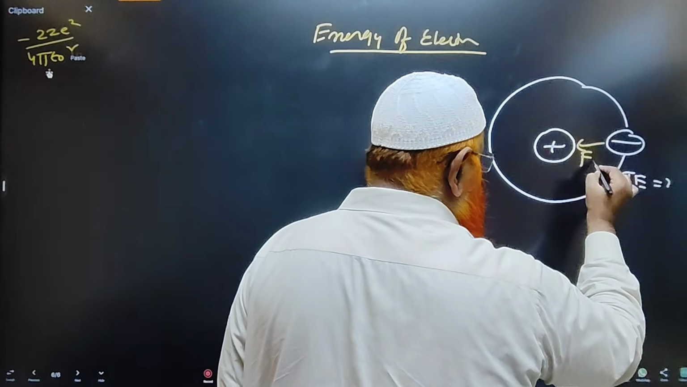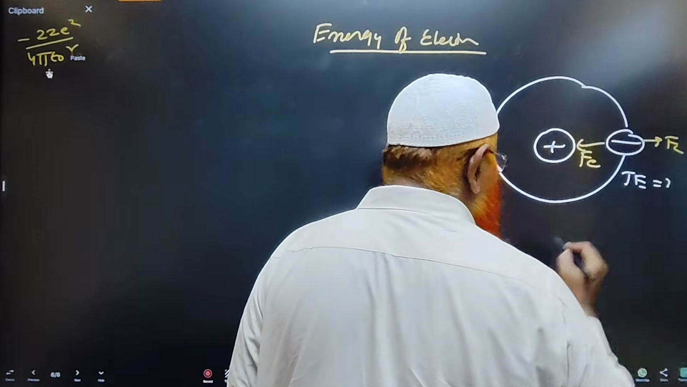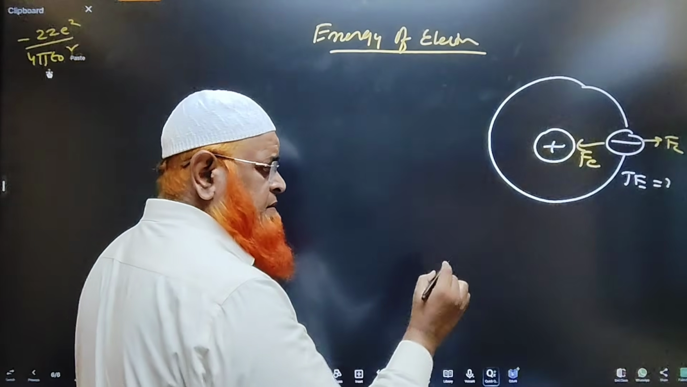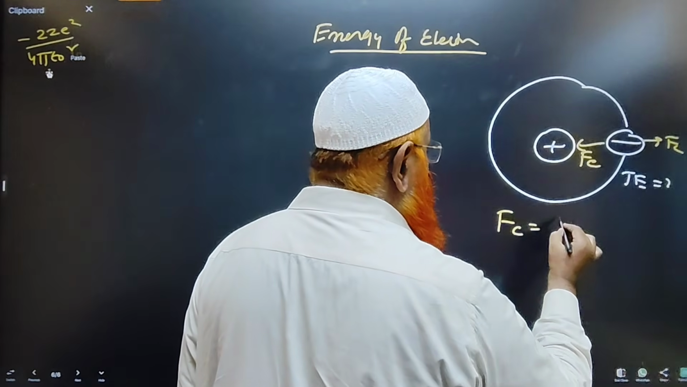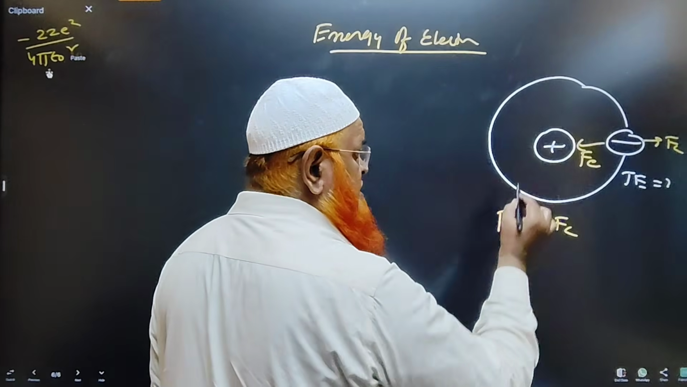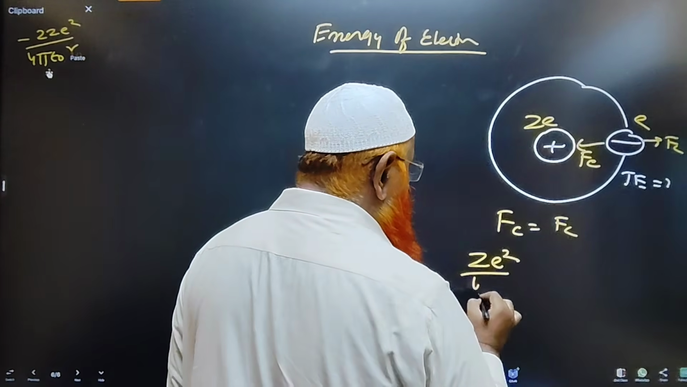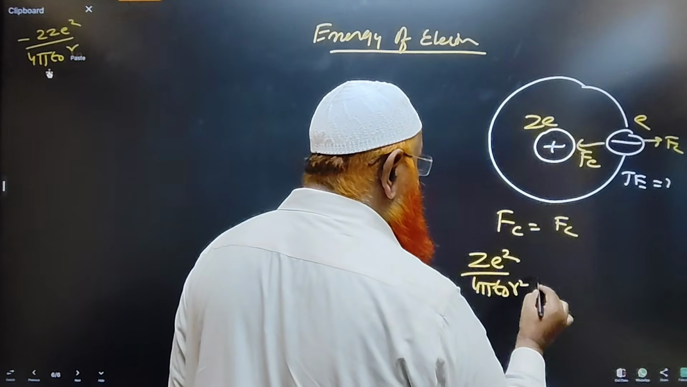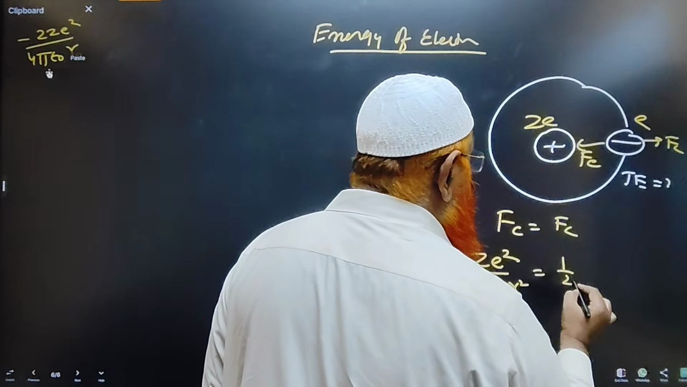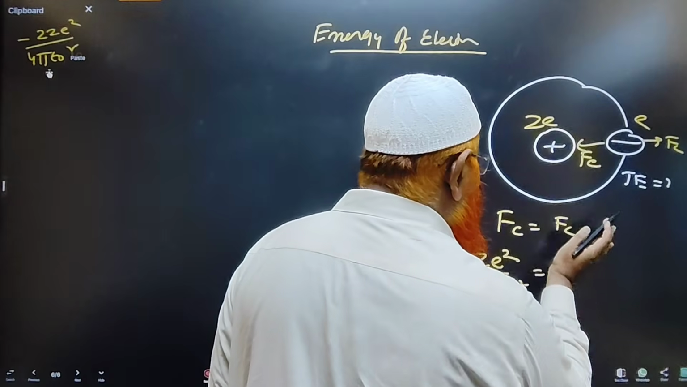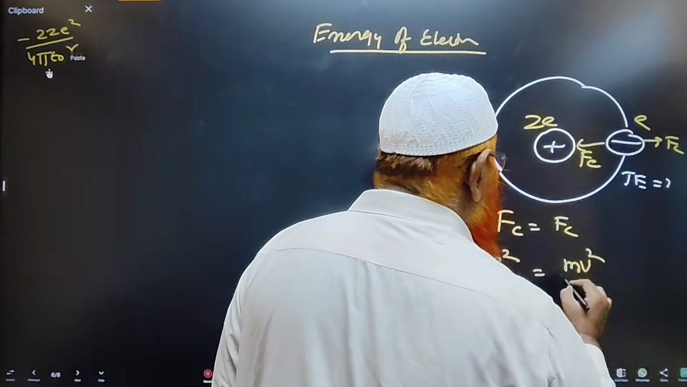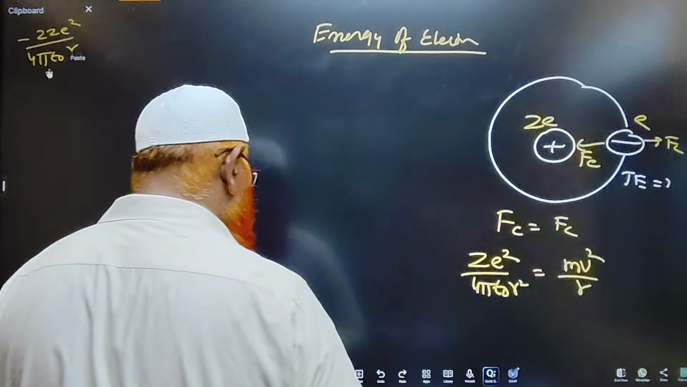Here also we have electrostatic force and centrifugal force, same but slightly different. Here also you write the same equation. Centrifugal force is equal to electrostatic force. This is Ze, this is e. So Ze square by 4 pi epsilon naught R square is equal to mv square by R.